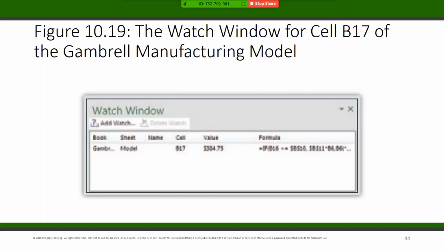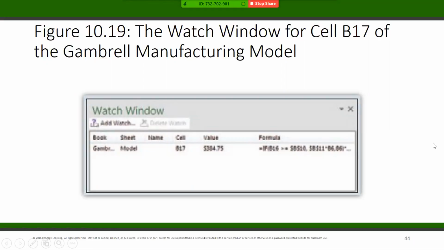And so as shown here, the list gives the workbook name, the worksheet name, the cell name if there's one used, cell location, cell value, and cell formula. Now to delete a cell from the watch list, you basically click on the entry from the list, and then click on the delete watch button that appears in the upper part of the watch window. So if you want to get rid of this watch after a while, you just click it and then click the delete watch.